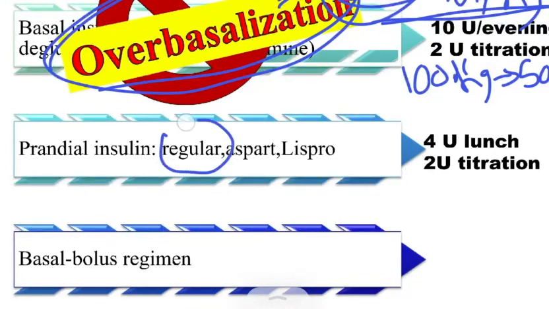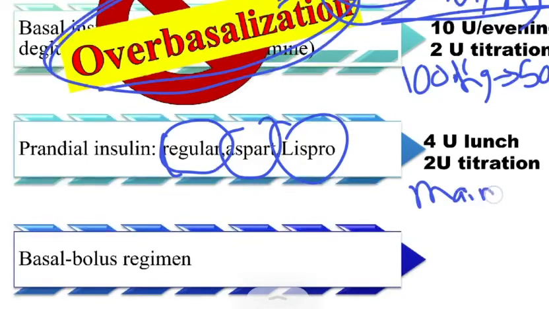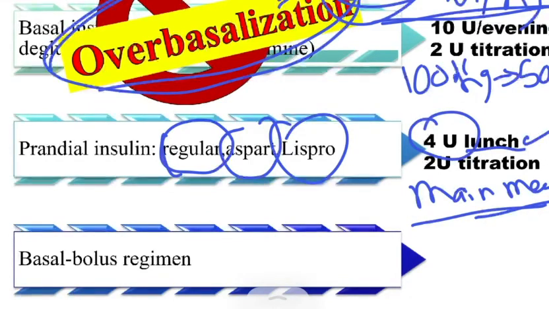For prandial insulin, we have the regular human insulin, and we have the synthetic aspart and lispro insulin. These are the rapid-acting insulins that can be used with the main meal. We start simply with 4 units with lunch, which is the main meal for most patients, and then titrate twice weekly by increasing 2 units till we reach the target level of controlling hemoglobin A1C and fasting glucose, and prevent variation in glucose level. And as we said, we should keep using the metformin.